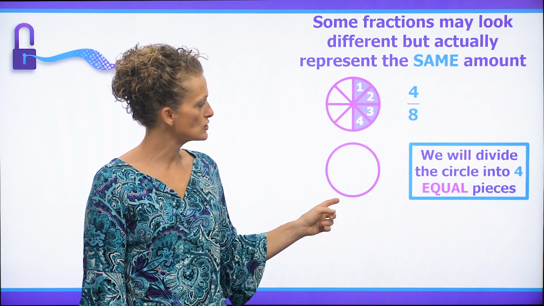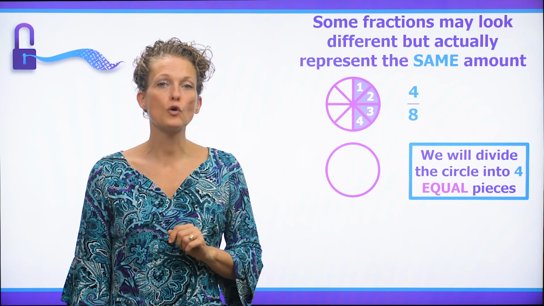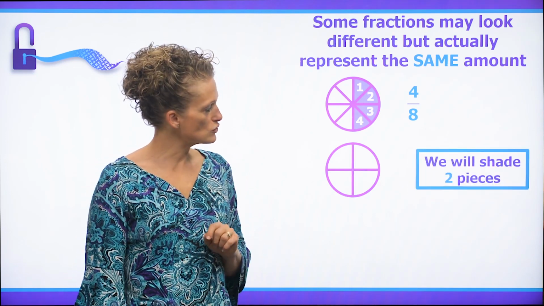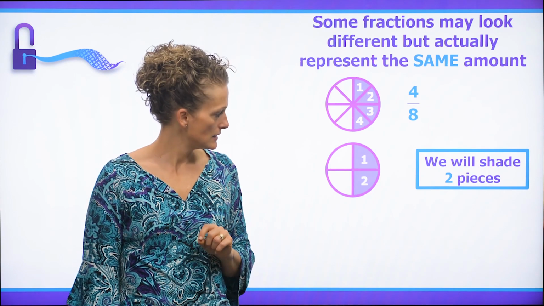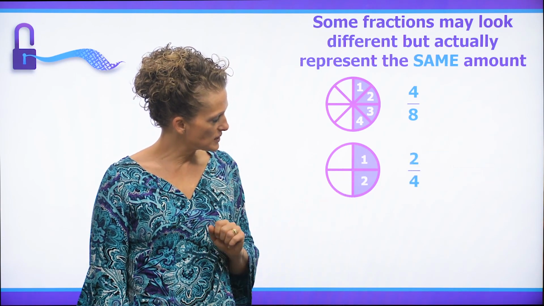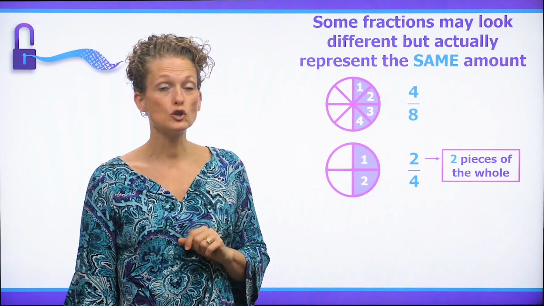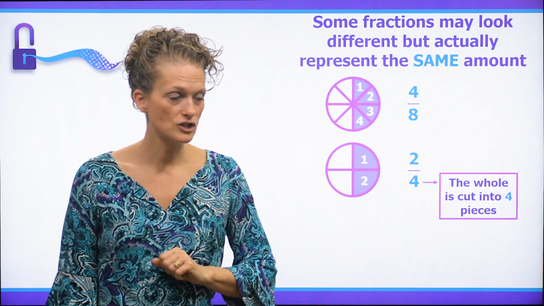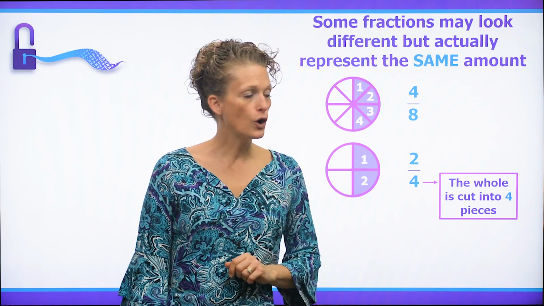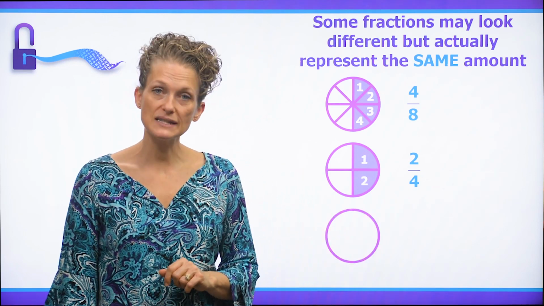Then we're going to take this circle and we're going to divide it into 4 equal pieces, and we're going to shade 2 pieces. So we've got 2 pieces shaded, which is 2/4. So 2 represents 2 pieces of the whole that are shaded, and 4, the whole is cut into 4 pieces.